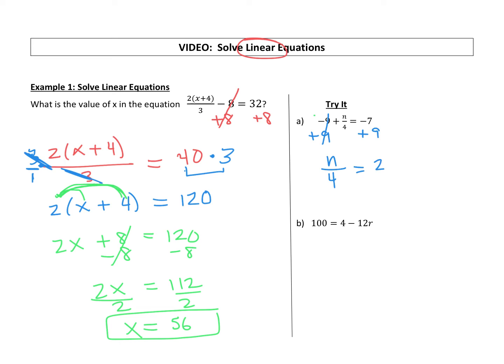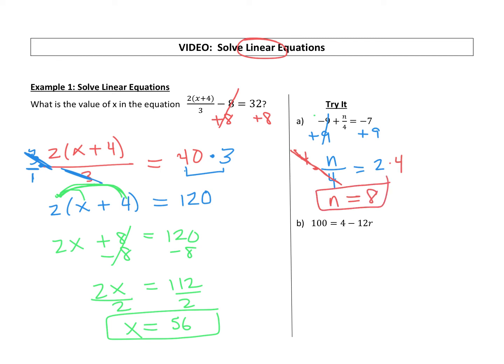Carry down my n divided by 4 equals negative 7 plus 9 is a positive 2. Now I go back, here's the variable. It is being divided by a 4. Inverse operation to division is multiplication. Remember, I like to put the times 4 at the top because I know that 4 divided by 4 is 1, and we get to cancel that off because 1 times n is just n equals 2 times 4 is 8.